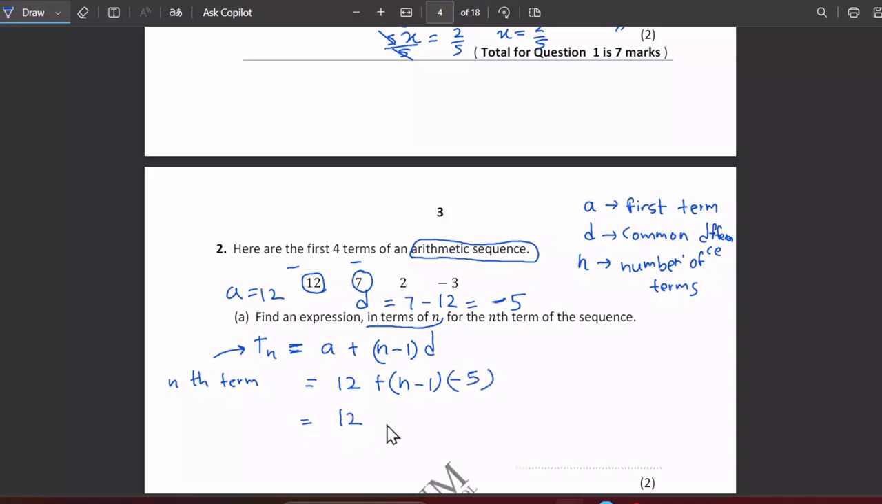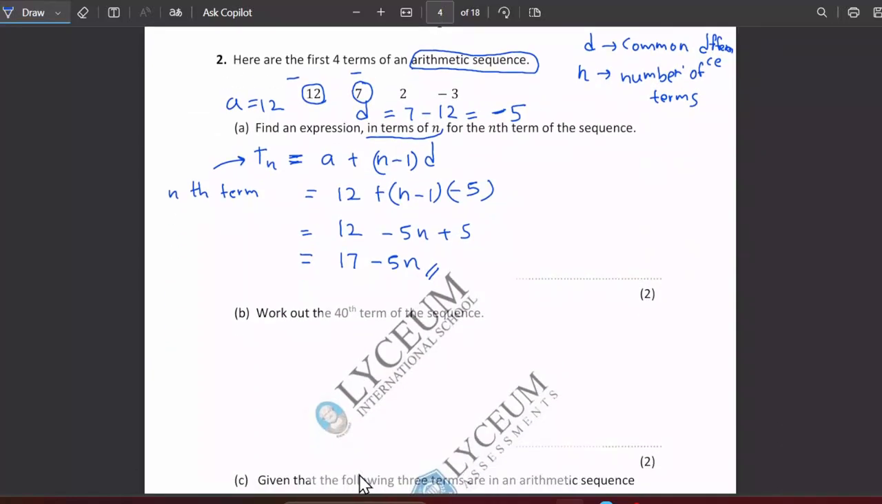12 minus 5n plus 5. Okay, we can simplify more. 12 plus 5 is 17 minus 5n. Okay, that's the final answer.